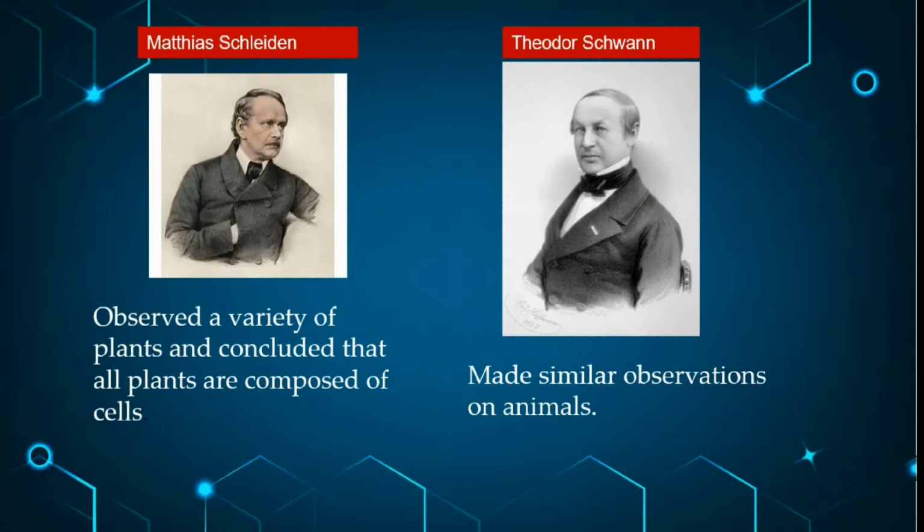In the 1830s, the German scientist Matthias Schleiden observed a variety of plants and concluded that all plants are composed of cells. Another German scientist, Theodor Schwann, made similar observations on animals. The observations and conclusions of these scientists are summarized as the cell theory, one of the fundamental ideas of modern biology.